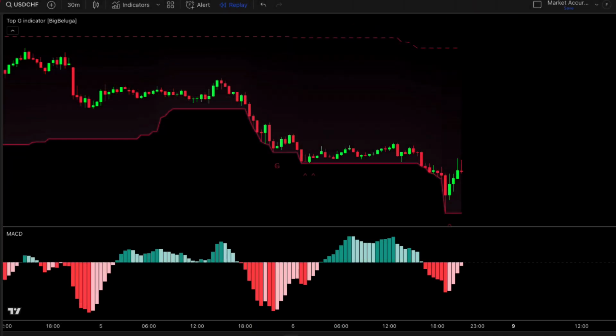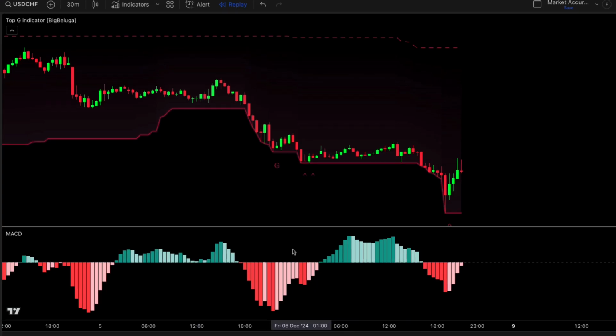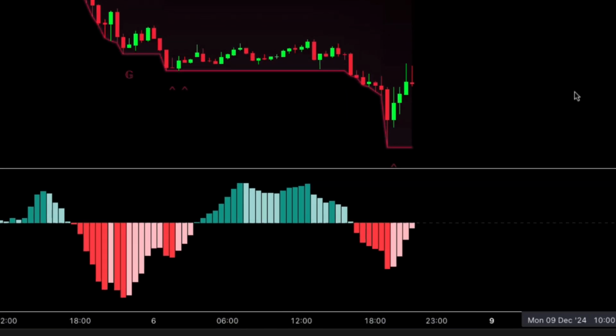Now that we've set everything up, let's go over the conditions for taking positions. The idea behind this strategy is to use the Top G indicator to identify market tops and bottoms. Before we take positions at these tops and bottoms, we will look for divergences on the MACD indicator as confirmation.